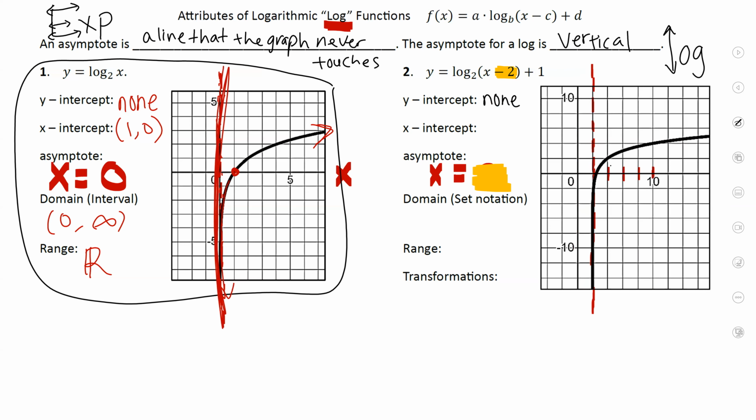What about number 8? Yep, your asymptote is x equals -3 because it went to the left 3. So now it's at -3. It's basically opposite of what's inside. So your domain will be x is greater than -3. And your range is all real numbers.